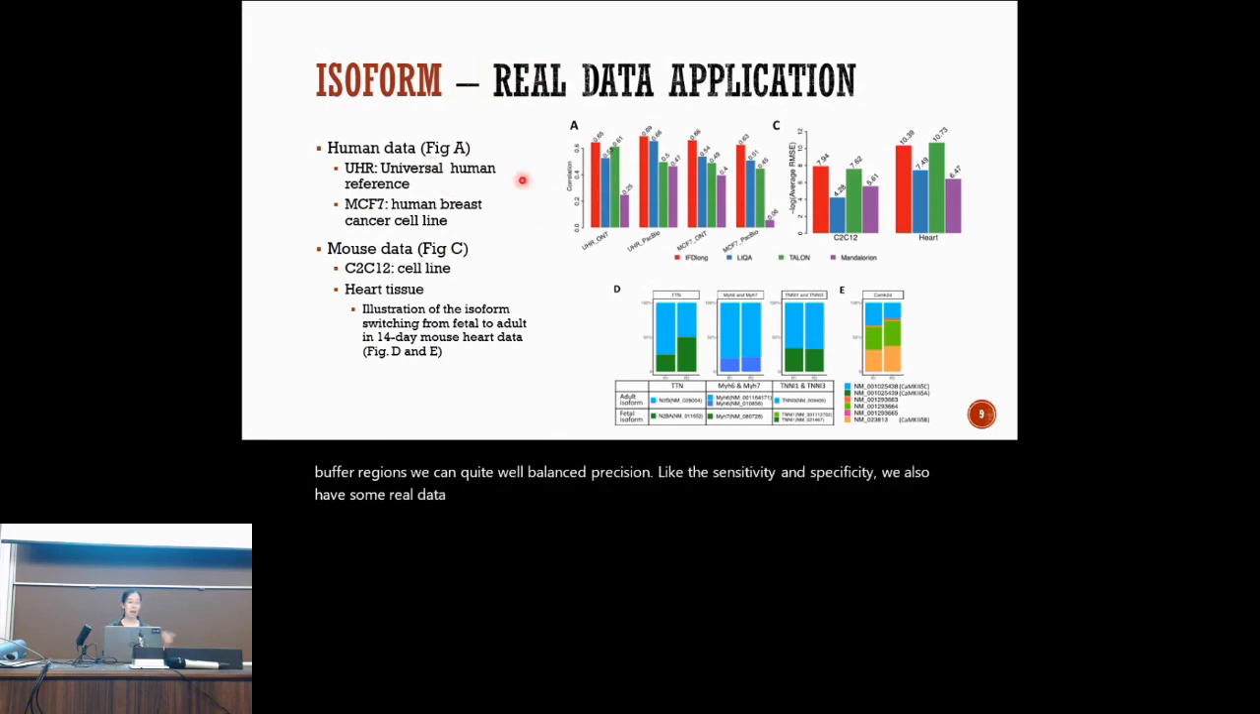We also have some real data applications. Our pipeline can be applied to human data and mouse data. Here we show an example, a mouse heart tissue from 14 days, which is just a transition from the fetal to the adult stage. And our program can successfully identify some key isoforms. We're showing their expression level at the adult stage and at the fetal stage, showing the heart developmental stage.